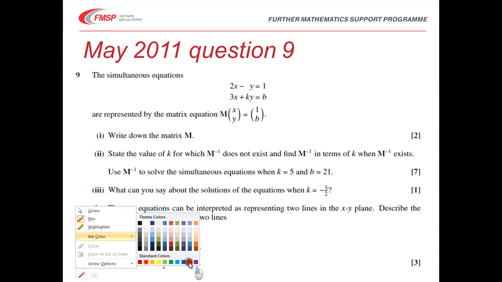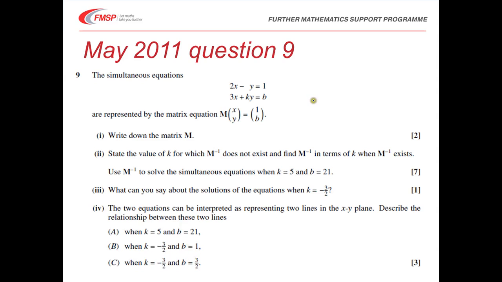Okay, and this is our final question on simultaneous equations. Simultaneous equations represented by that matrix equation. Write down the matrix M. State the value of k for which M inverse doesn't exist. That will be looking at the determinant. And then find M inverse in terms of k when it does exist.